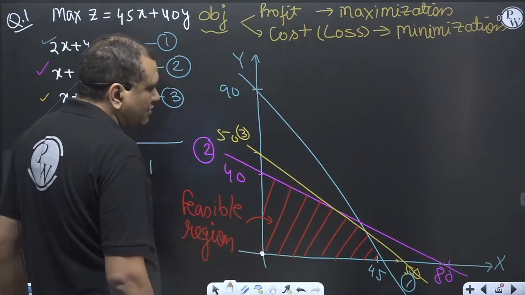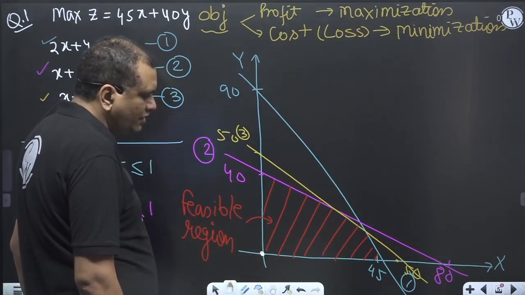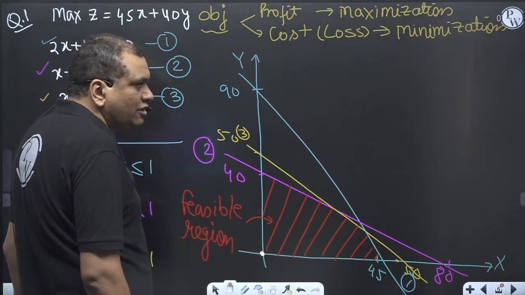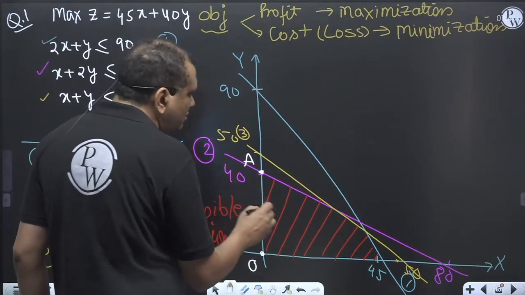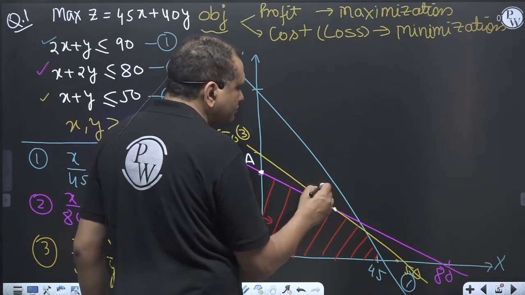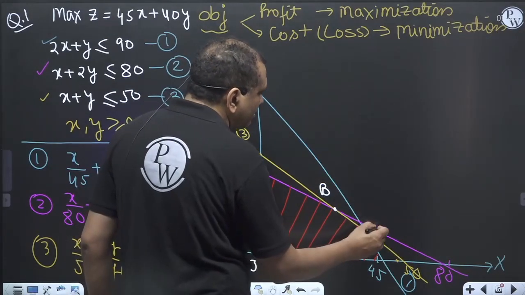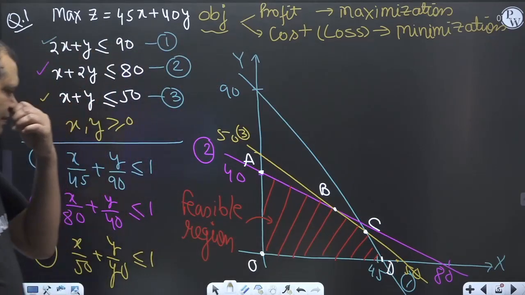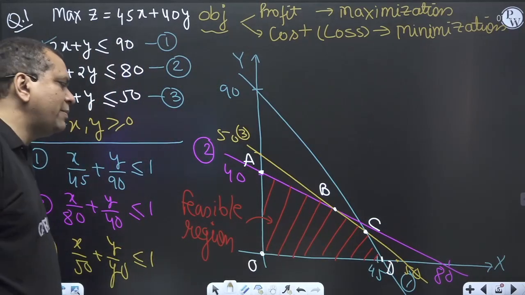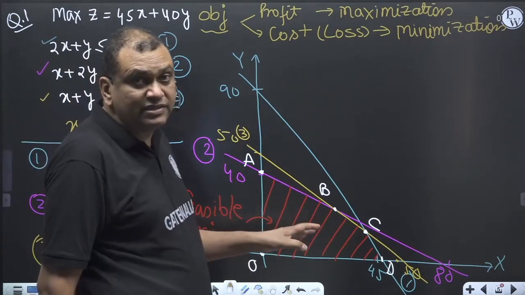So what are the corner points of this feasible region? O, A, B, C, and D. These are the corner points of the feasible region.